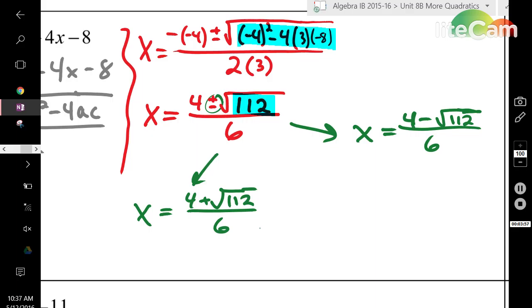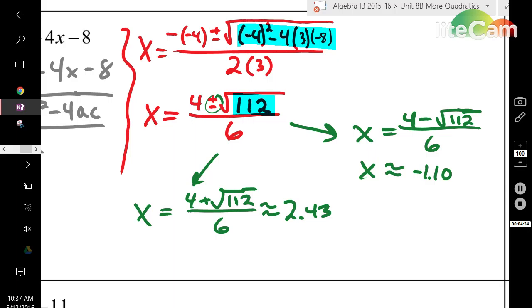So these are the exact answers. If you wanted the rounded answers, you just calculate this. So 4 plus square root of 112 over 6 ends up being approximately 2.43. And 4 minus the square root of 112 over 6 is going to be approximately negative 1.10. If you're using the calculator for the evaluation of these 2 zeros, you need to put the entire numerator in parentheses or make it a separate step in the calculator, because you need to divide both terms by 6, not just one or the other.